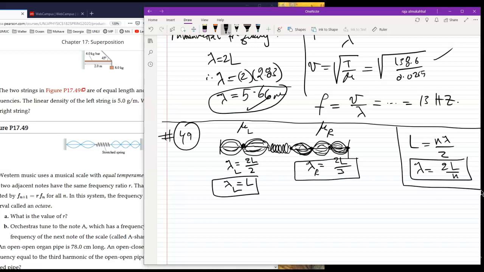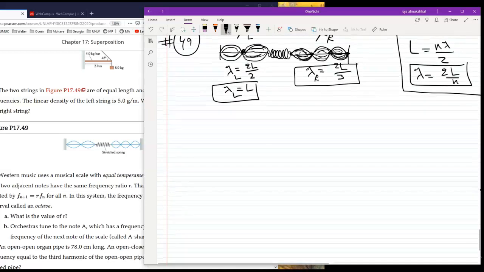There we go. Okay. Continuing on. Also what's given to us, he said the length to the left is equal to the length to the right. So for simplicity, we're just going to call it L. Okay? Fine. And then it also says that the frequency on the left is equal to the frequency on the right.